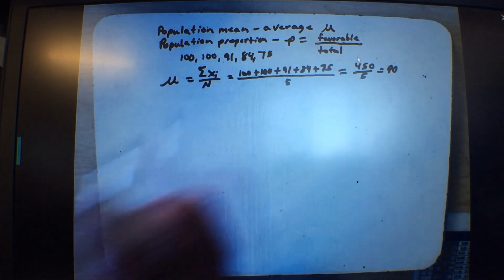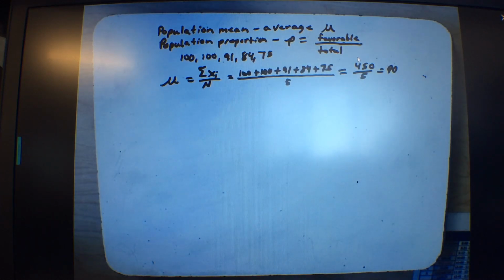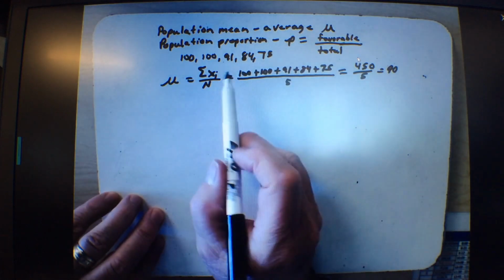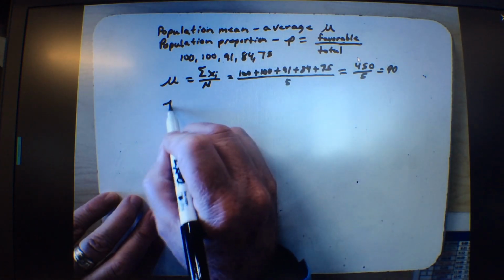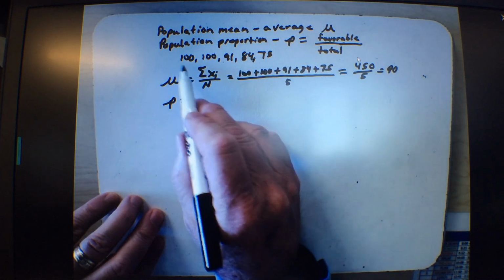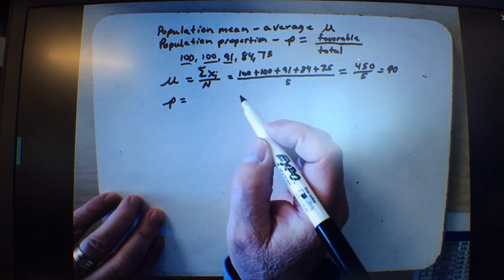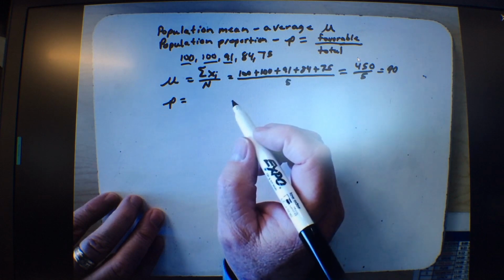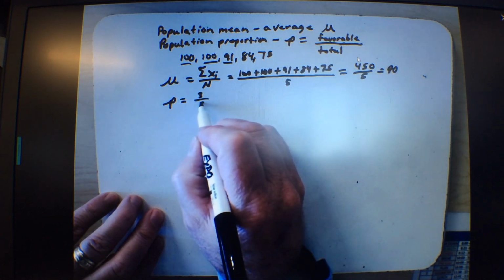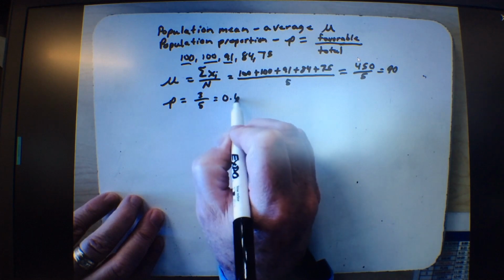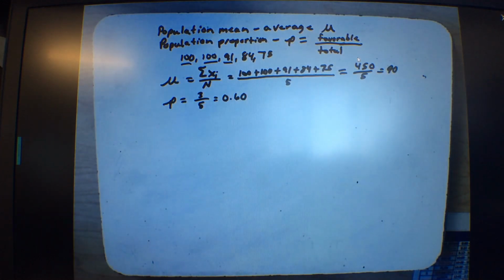Now, the next question says we want the fraction or percentage of tests that are higher than 90. So let's take a look at the tests that are higher than 90. We're looking for a population proportion here. This number and this number are higher than 90, correct? So that is 3 out of the total 5, which is 0.6 as a decimal. Now sometimes they'll ask you to do that as a percentage, Harper, and you'll have to change that to 60%. You understand that? Okay.